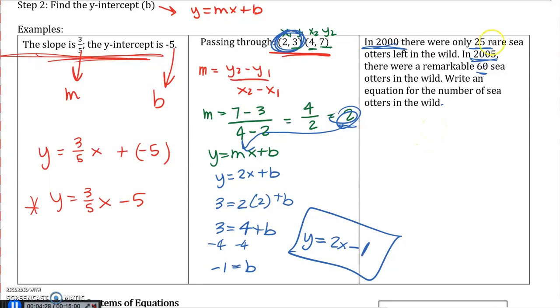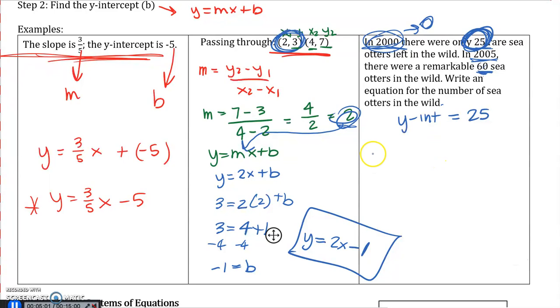Now, in a situation like this, typically you're going to think of 25 as your y-intercept, because that's where you're starting. We don't really want to assume anything for our sea otters before the year 2000, we don't know what was happening then. So the year 2000 is technically our year 0. And then in 2005, or 5 years later, there were 60 sea otters in the wild.